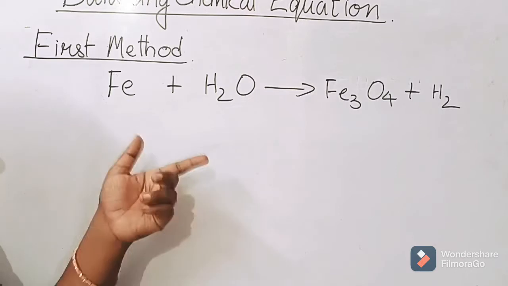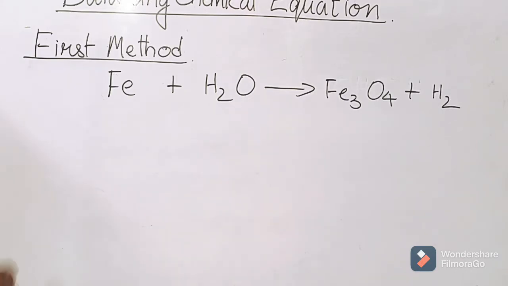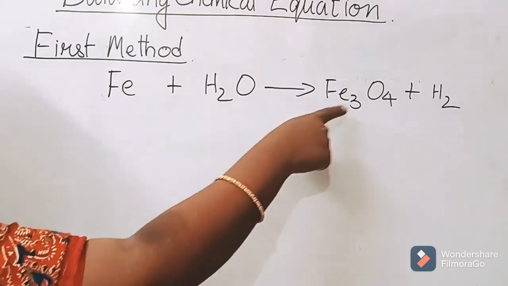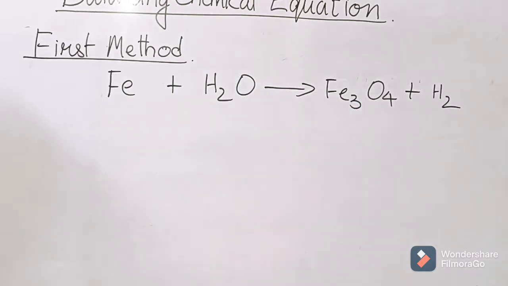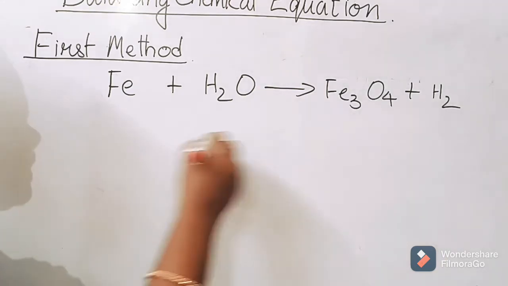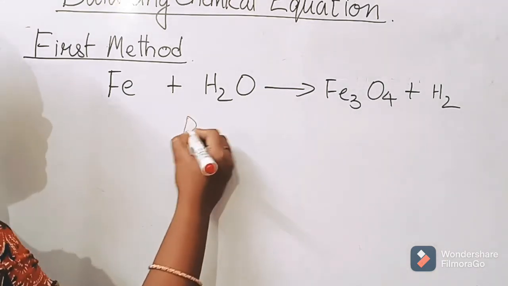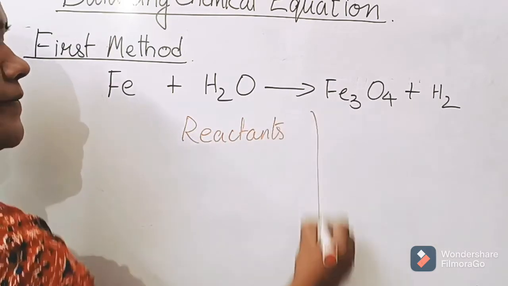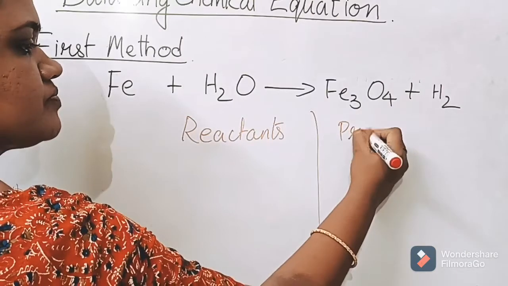Now let us see the first method. With an example, Fe plus H2O gives Fe3O4 plus H2. Here we will make a table with reactants and product.